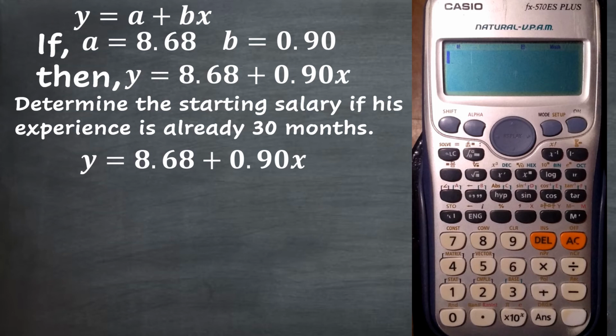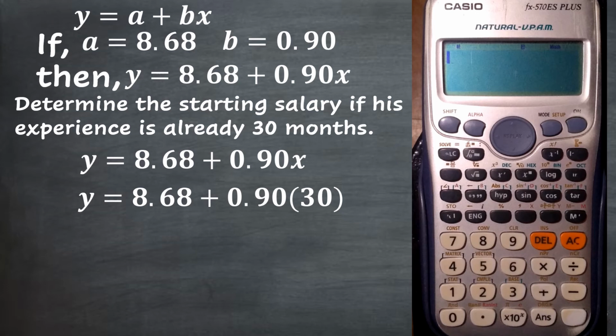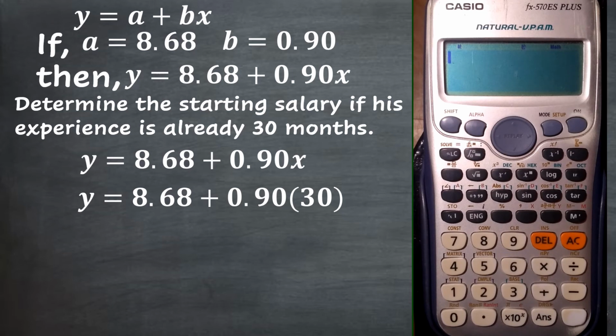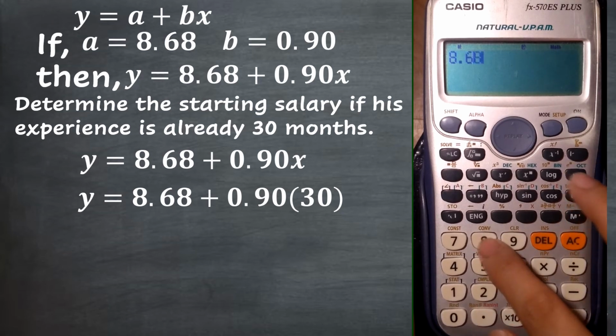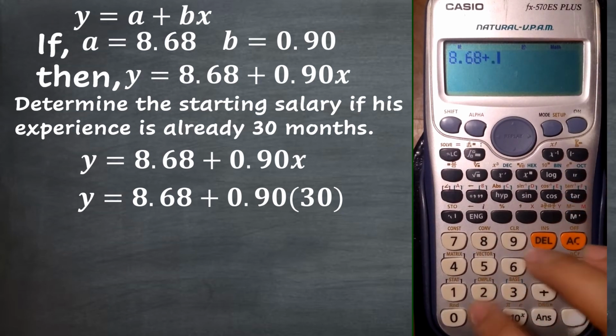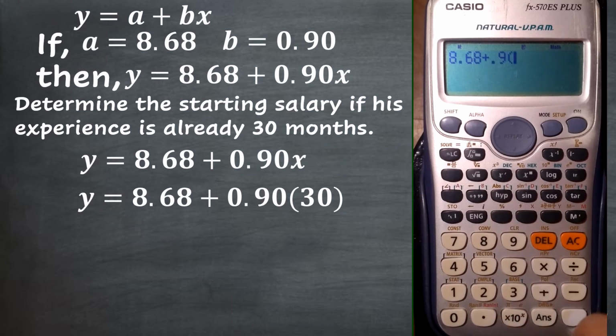Using the regression analysis equation for this problem, we can now determine the starting salary for an office staff with 30 months experience. Substituting the value of x as 30 in the given equation, we have 8.68 plus 0.90 multiplied by 30. The approximated value for y, if x is 30, is 35.68.